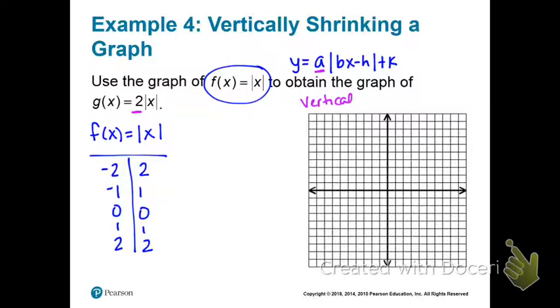This says 2 times. When you multiply something by 2, it gets bigger, so therefore it's going to be a vertical stretch by a factor of 2. So we're just going to put by 2.